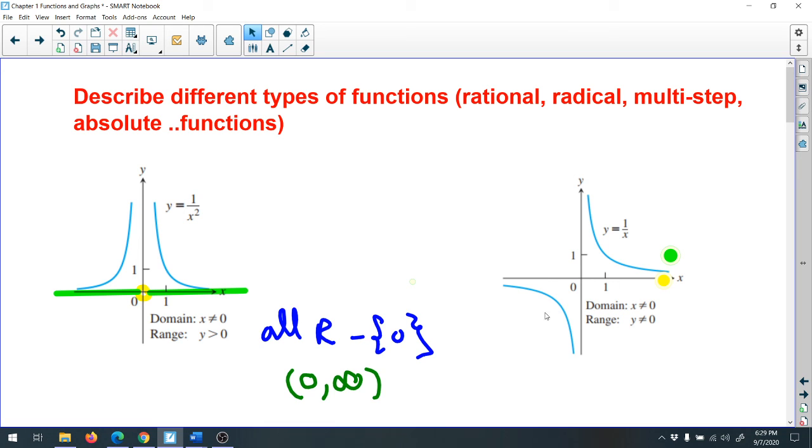That's the domain. Range is the same, from negative infinity to positive infinity except 0. We could note it as domain x doesn't equal 0, range y doesn't equal 0.